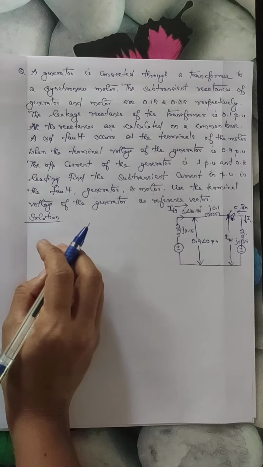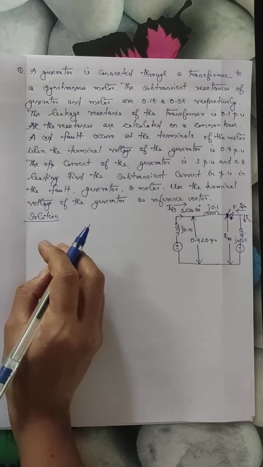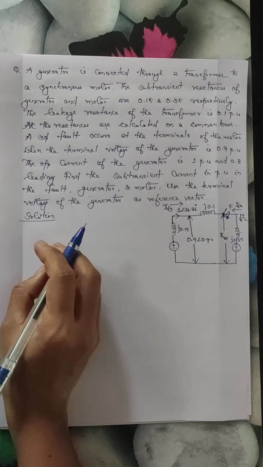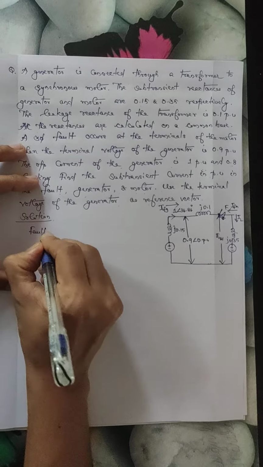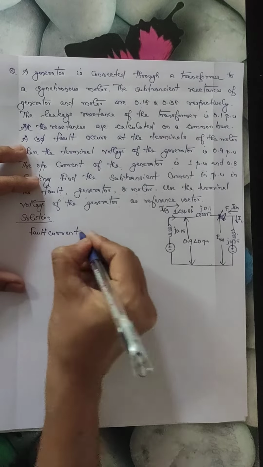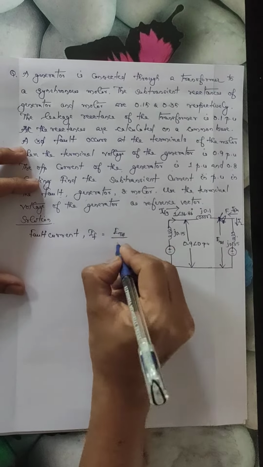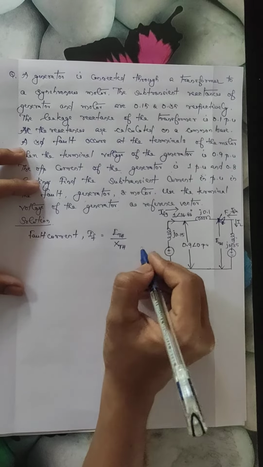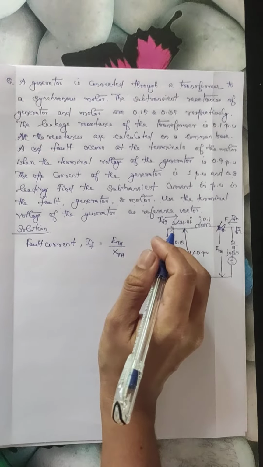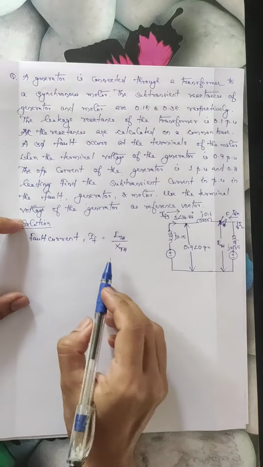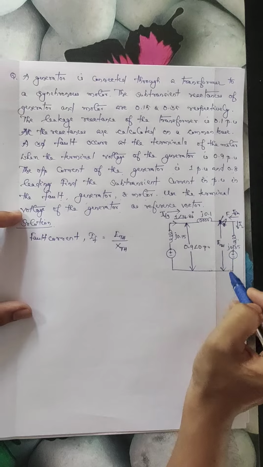Now as all the reactances are given in per unit, we don't have to calculate the reactances. We can directly move on to the calculation of fault current. So we know that fault current IF is equal to pre-fault voltage at the fault point divided by Thevenin equivalent reactance as seen from the fault point. So ETH, see here, the pre-fault voltage at the fault point is the motor terminal voltage.